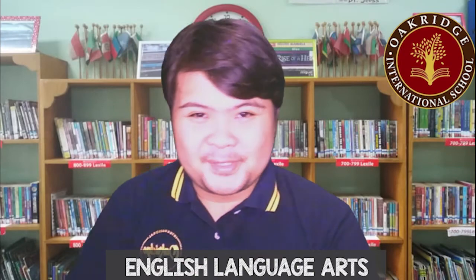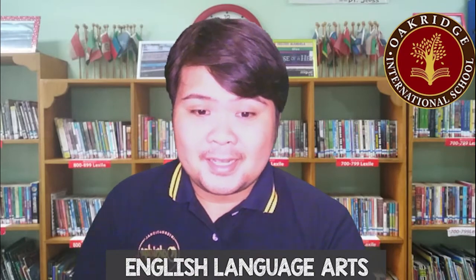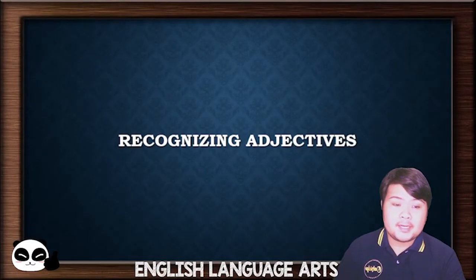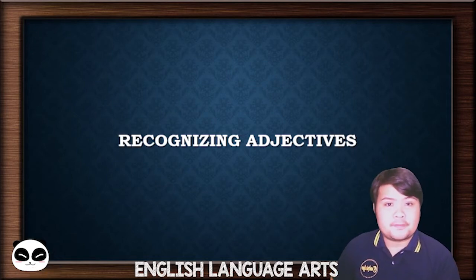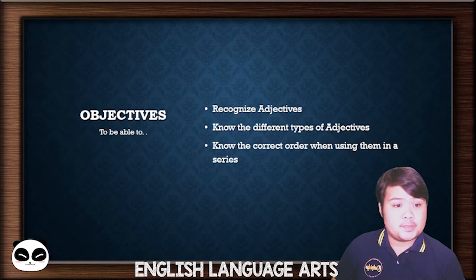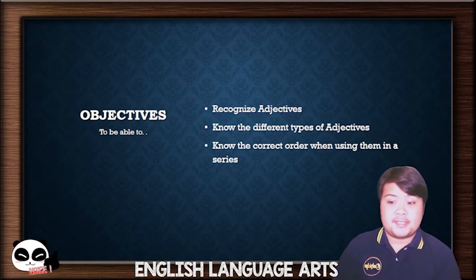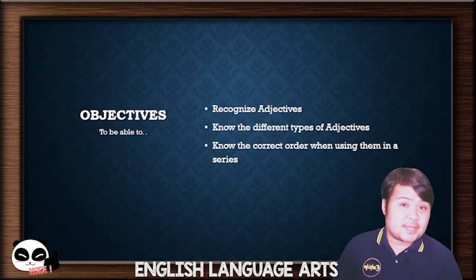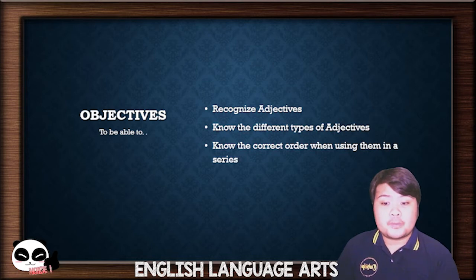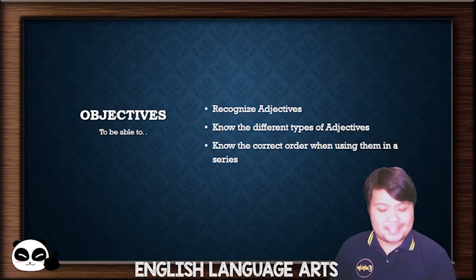Hi, and welcome to English Language Arts. Our topic for today would be recognizing adjectives. Let's first go through the different objectives, shall we? First and foremost, we have three objectives. The objectives are to be able to, number one, recognize adjectives. Number two, know the different types of adjectives. And number three, know the correct order when using them in a series.